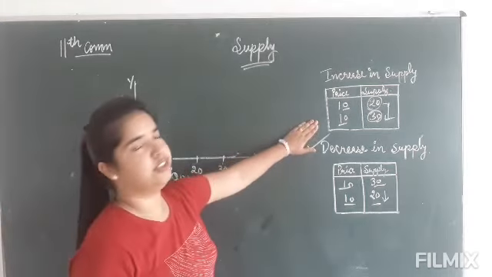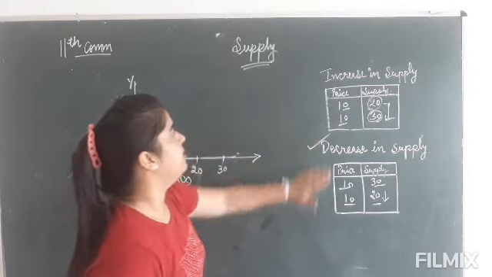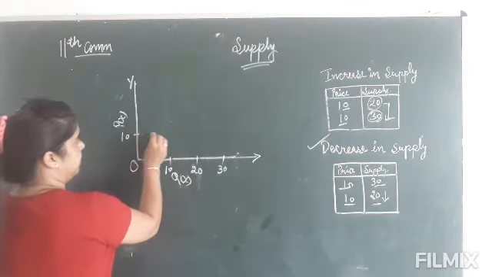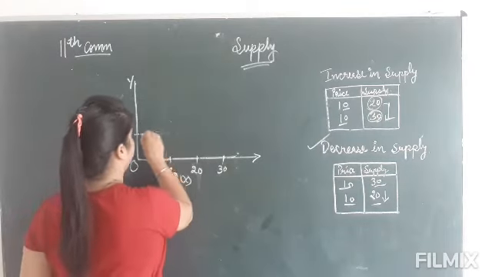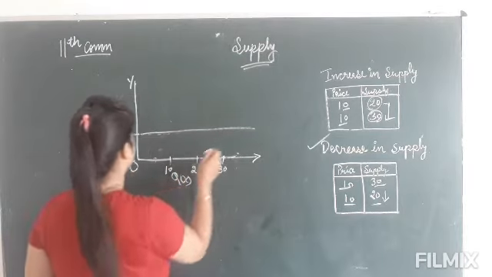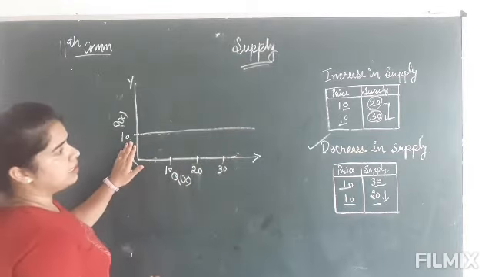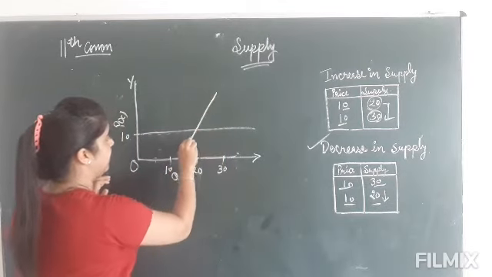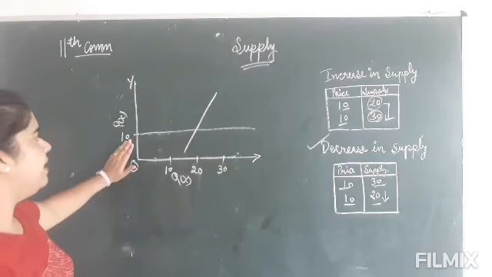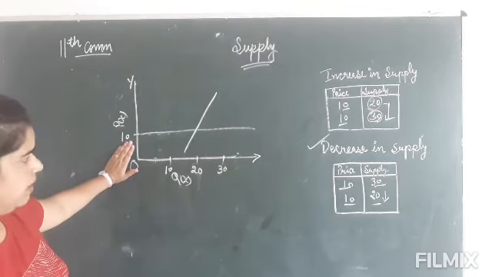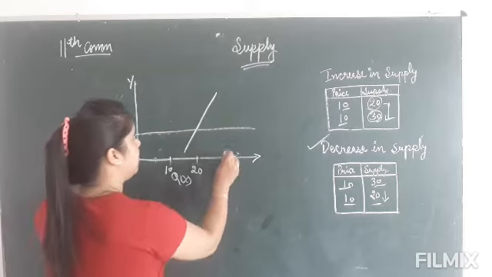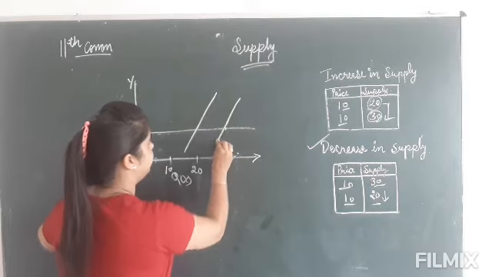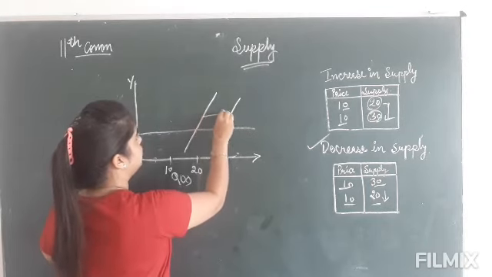Now see the first condition, that is increase in supply. At increase in supply, you can see that at price of 10, supply is 20. We can draw a simple line. At the price of 10, supply was 20, means here was the supply curve. And at the price of 10, supply increased up to 30, means supply curve shifted from this to this.